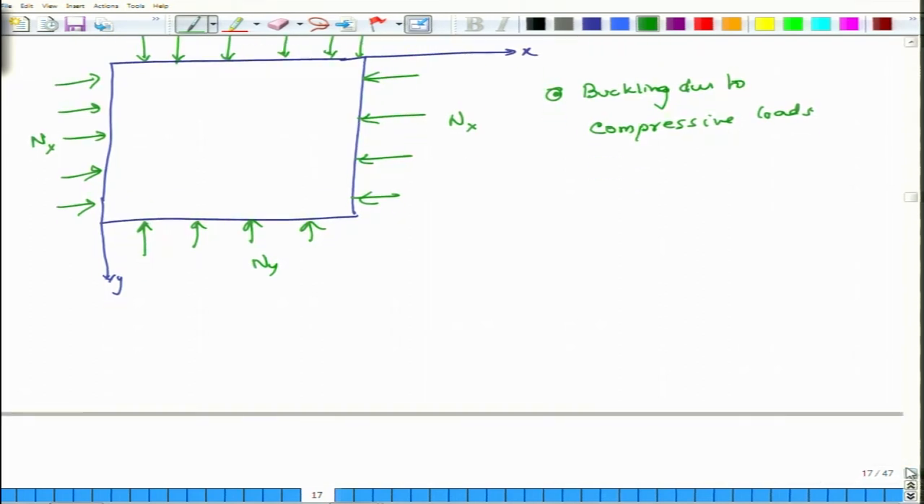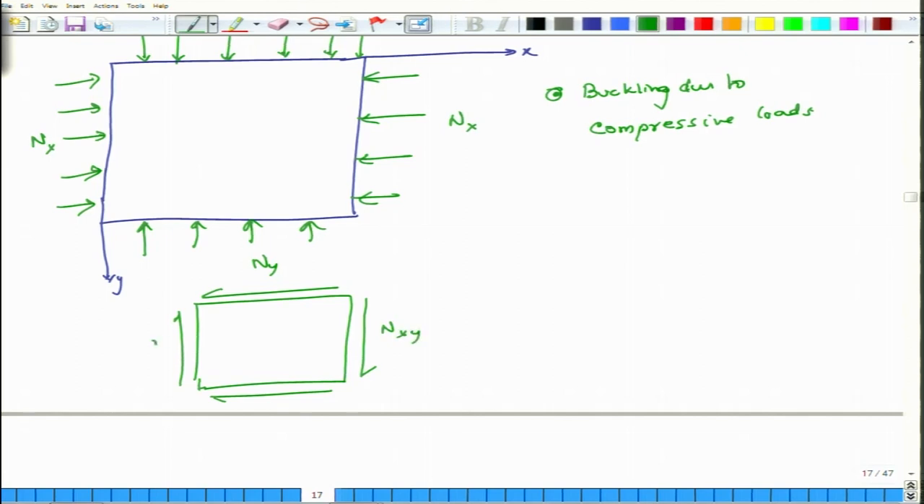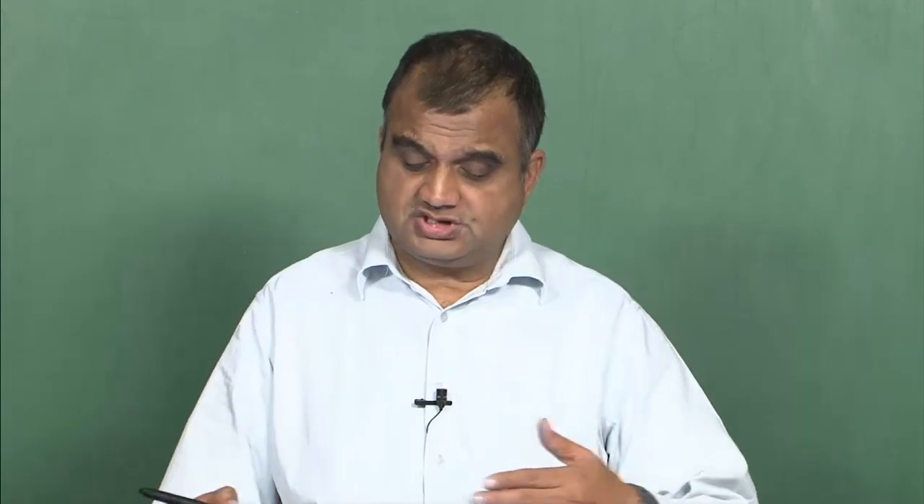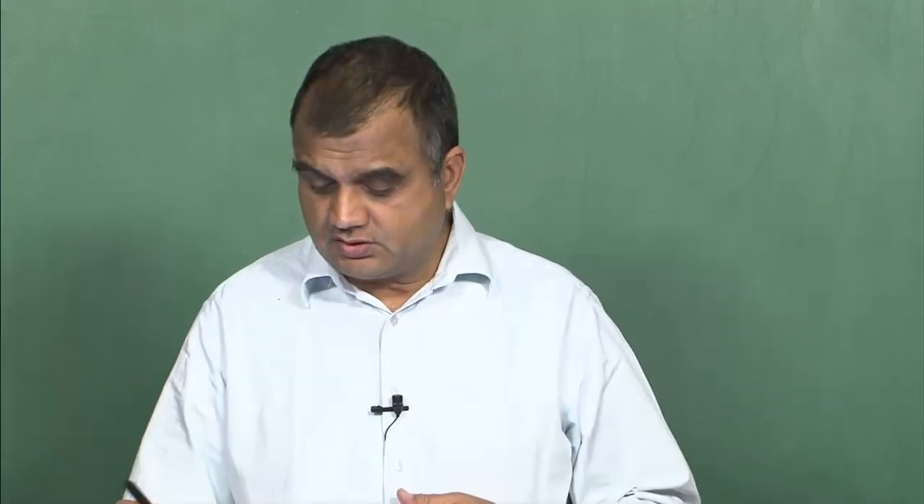But the plate can also buckle if I apply shear loads on it. So suppose I apply Nxy, then also it can buckle. This is called shear buckling. The plate will exhibit some in-plane shear strain up to a certain point, but if the external shear stresses or shear force resultant Nxy exceeds a certain threshold, it can buckle. So that is called shear buckling.